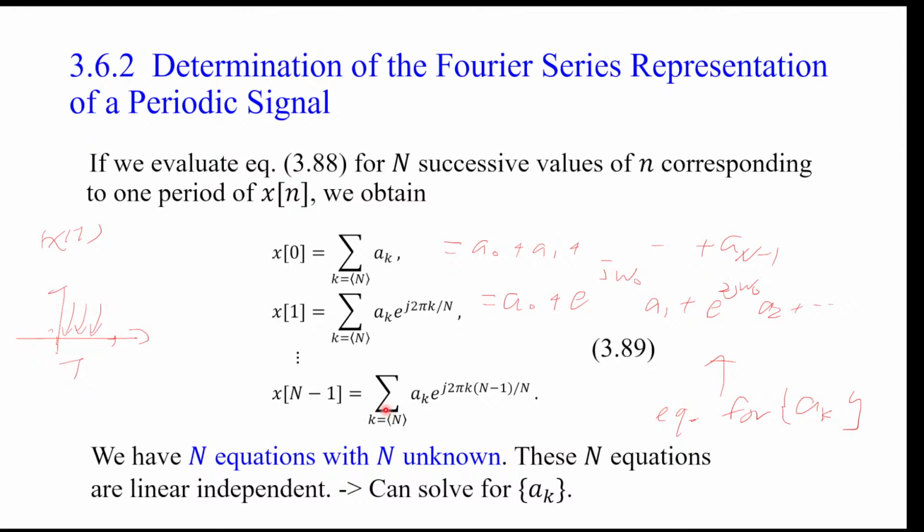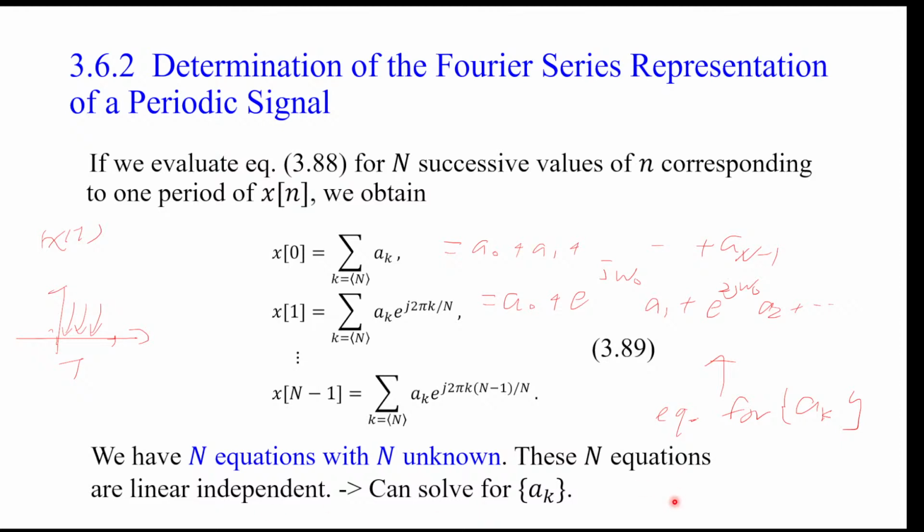Etc. And you see that each one of them is basically a linear equation in terms of those variables a0 to a_(N-1). And it's very easy to verify that this set of equations is linearly independent, so if you want to solve for those a0 to a_(N-1), you just invert those linear equations. So you have N equations with N unknowns. Those N unknowns are your a_k, a0 to a_(N-1). You just solve those linear equations and you can find your a_k this way.